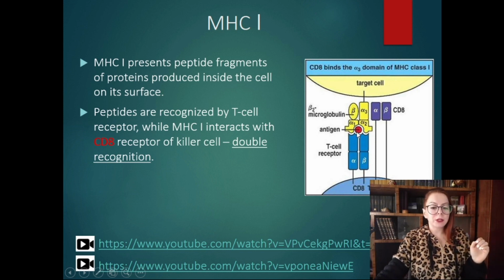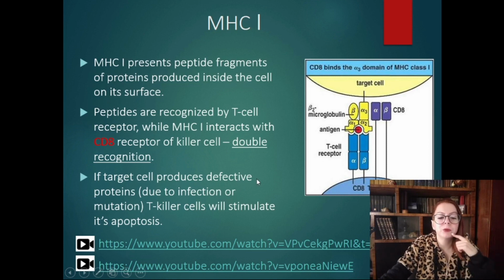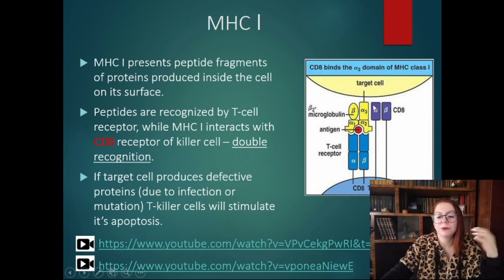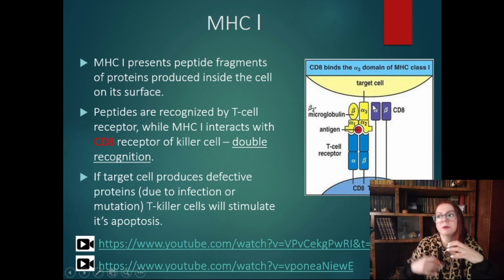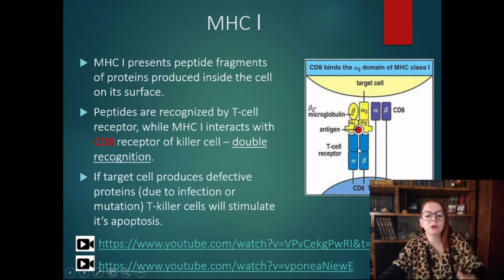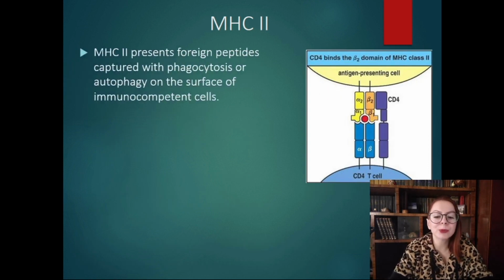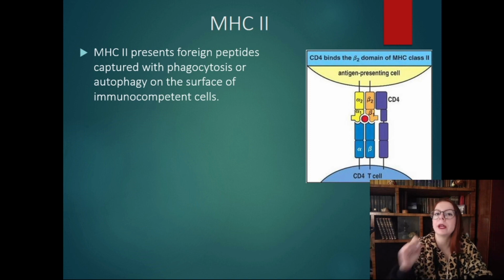The T cell receptor recognizes the antigen, CD8 recognizes MHC type 1. And as it is written, if the target cell produces defective proteins, the killer cell will stimulate its apoptosis. So after this interaction, the killer cell decides whether to kill the target cell or to leave it alive. Do not forget that the T cell receptor is individual for every T cell, and that's what we are going to discuss later. Then MHC type 2 presents foreign peptides to helper cells.